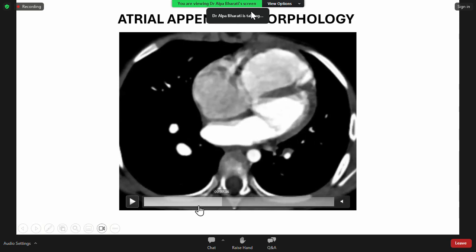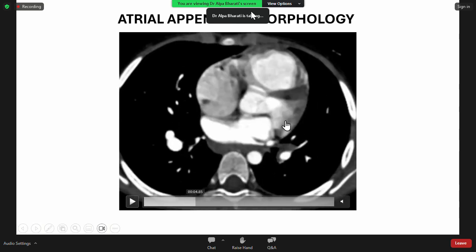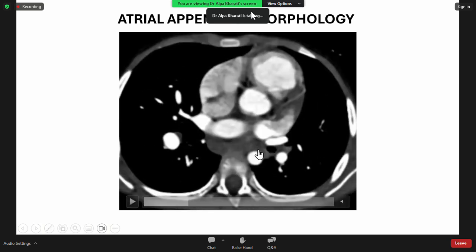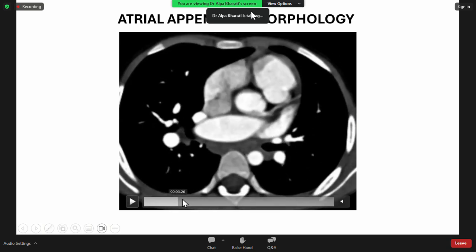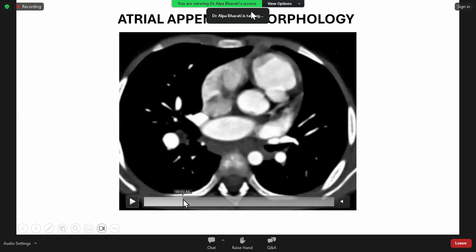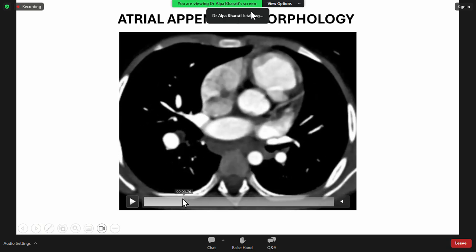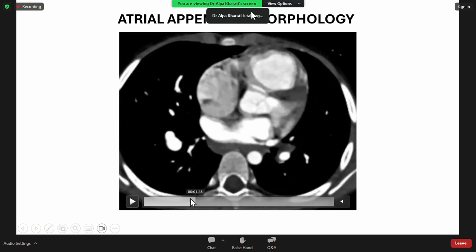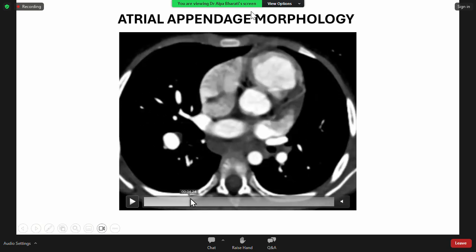And we go on to look for the left atrial appendage. If you see, this is more finger-like and more tubular in structure. So that's the left atrial appendage. It's almost like a bent finger if you want to call it that. So this is the first step, identifying the atrial appendages.